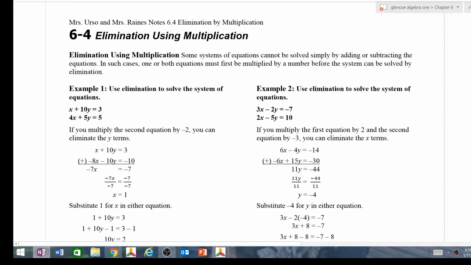Okay, so good morning and welcome to lesson 6.4, elimination using multiplication. So far we've talked about a couple of different ways that we can solve systems of equations.